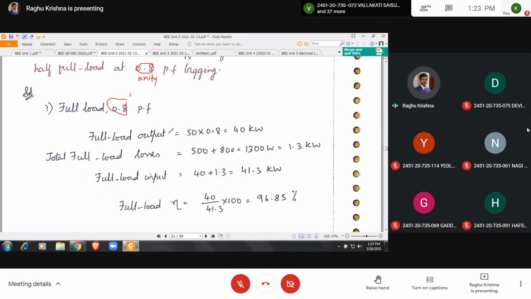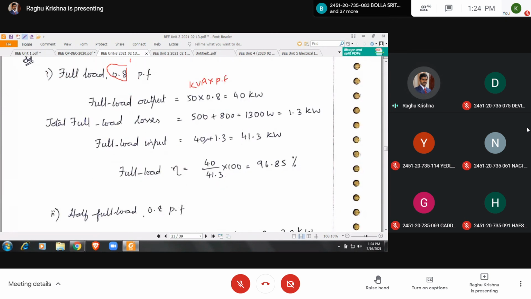So what about the full load output? KVA into power factor gives the output. Output means true power. So you are going to get the output. Next, you find the total losses. Add the losses. So what about the input? Input equals output plus losses. Efficiency is equal to output by input.